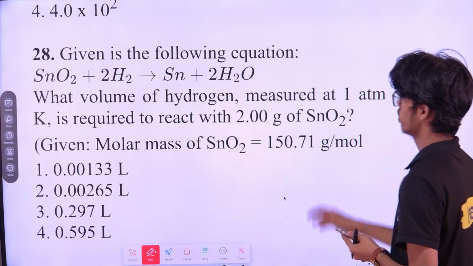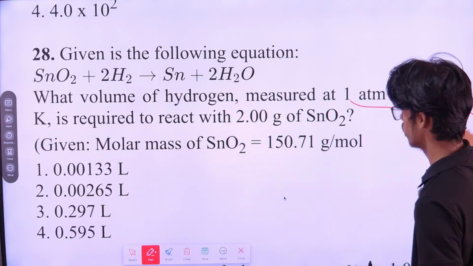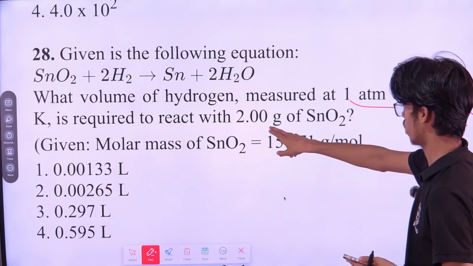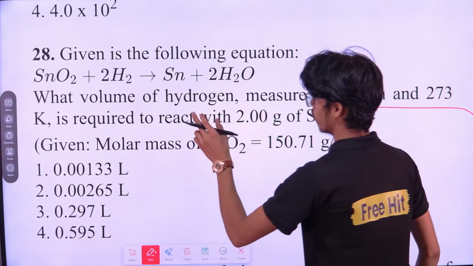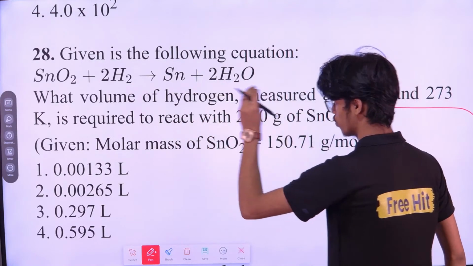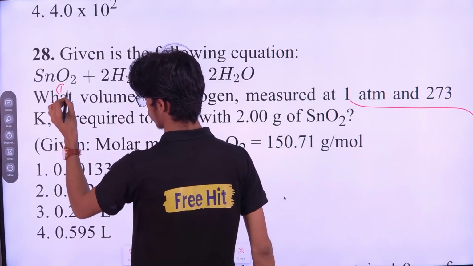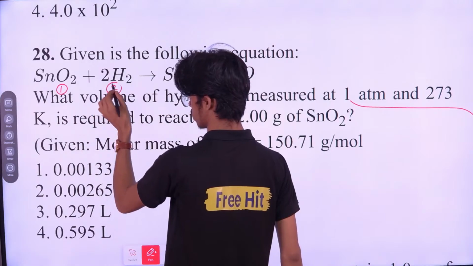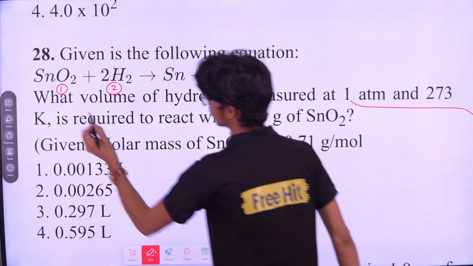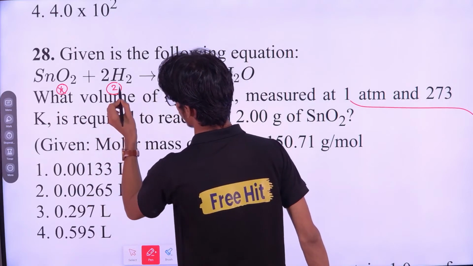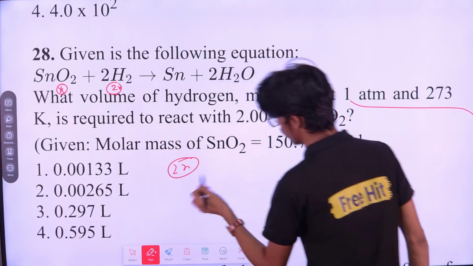Given is the following equation. So this is the reaction. Everything is at STP. What volume of hydrogen is required to react with 2 gram of SnO2? Before you find the volume, find the moles. If there is 1 mole of SnO2, 2 moles of hydrogen are required. So if there are x moles of SnO2 present, 2x moles of hydrogen are required. So we need to find the value of x.